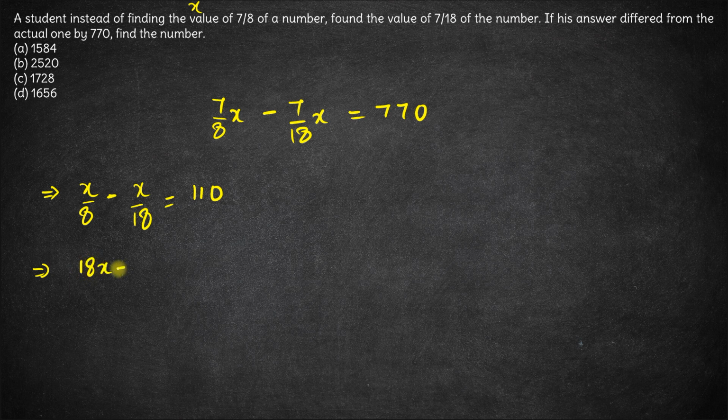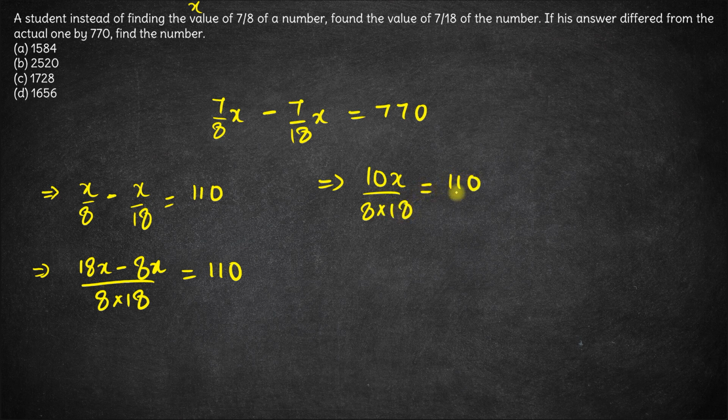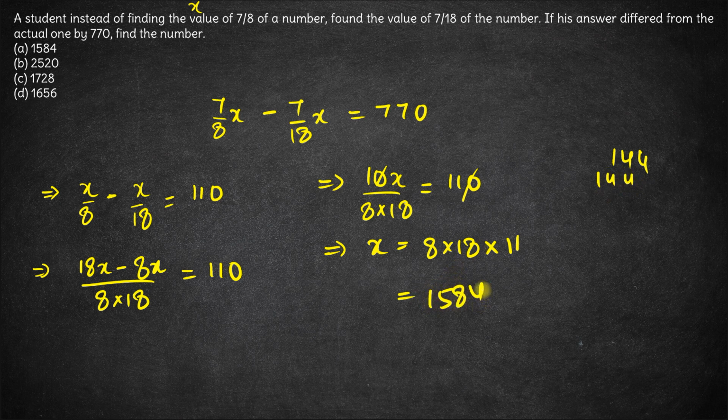So we have 18x minus 8x upon 8 into 18 is equal to 110. Okay. So from here, 18x minus 8x is 10x upon 8 into 18 is 110. So the factor of 10 cancels out. We have x is equal to 8 into 18 into 11. So we have 8 into 18 is 144. Okay. 144 into 11 is 1584. So the value of the original number is 1584. The correct answer is option A.